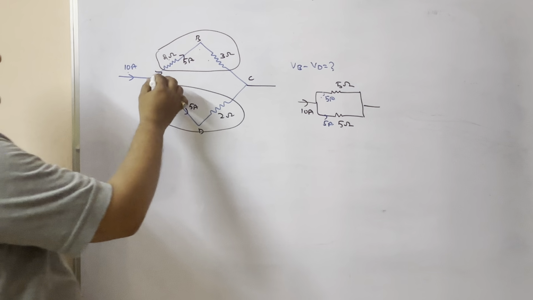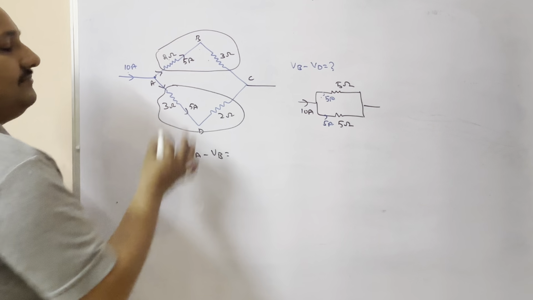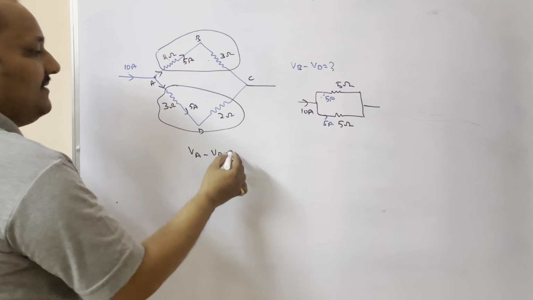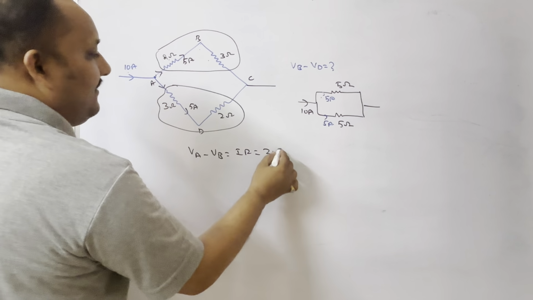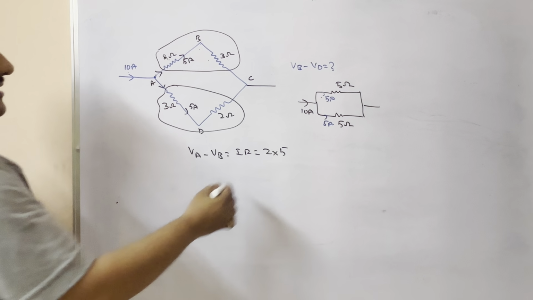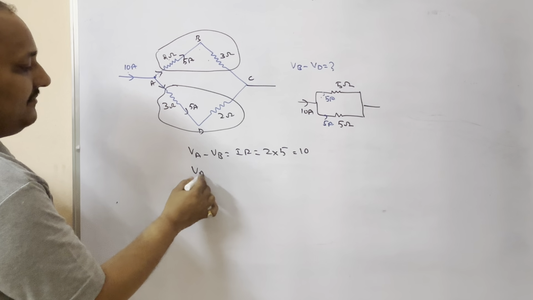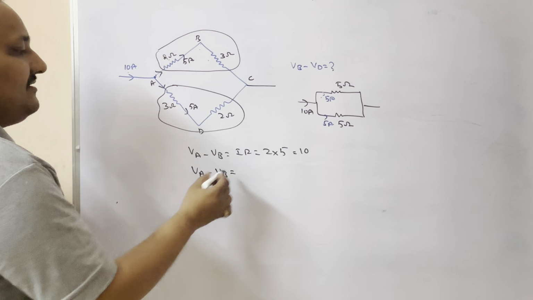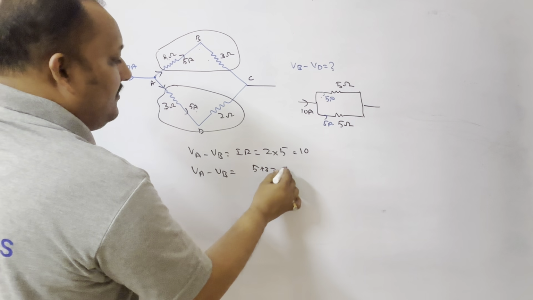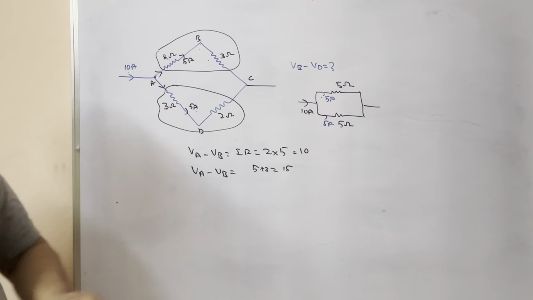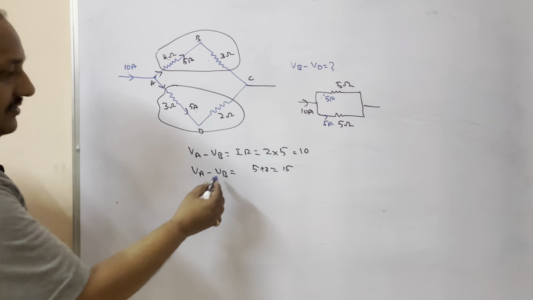Now, potential difference between A and B, VA minus VB. VA minus VB is I into R. So 2 into 5 or 5 into 2. That is nothing but 10. Next, VA minus VD. This is 5 into 3. So 15. Now you want VB minus VD. If you want VB minus, this is VD.